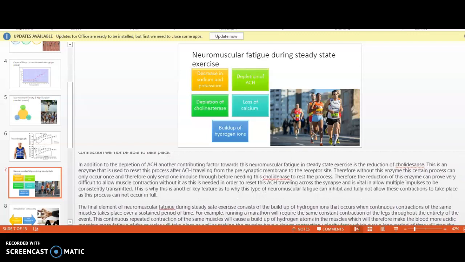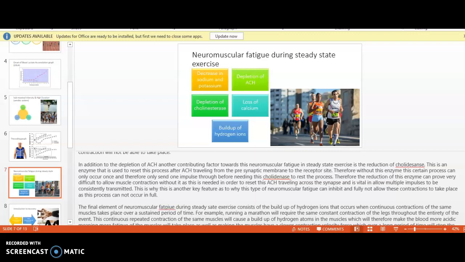In addition to the depletion of ACH, another contributing factor towards this neuromuscular fatigue in steady state exercise is the reduction of cholinesterase. This is an enzyme that is used to reset this process of ACH travelling from the presynaptic membrane to the receptor site. Therefore, without this enzyme, this process could only occur once and therefore only send one impulse through before needing this cholinesterase to reset the process.